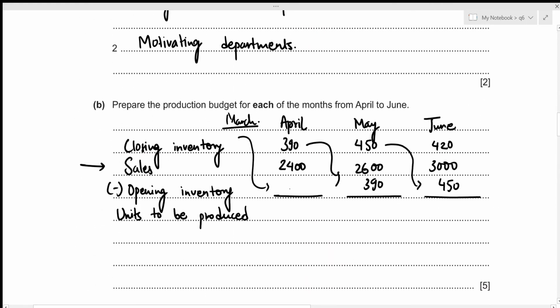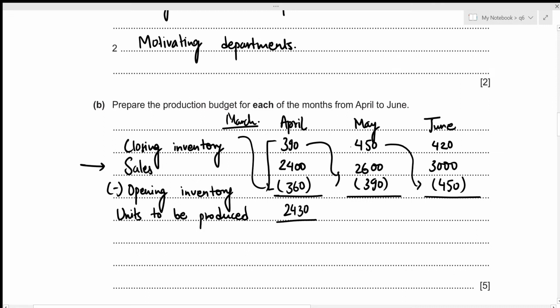That's 360. And remember that we are subtracting the opening inventory, so I'm just going to record these in a bracket. Okay, now we can easily figure out the units to be produced for each of the months from April to June. For April, that's going to be the sum of these three values, 390 plus 2400 minus 360, which results in the value of 2430.